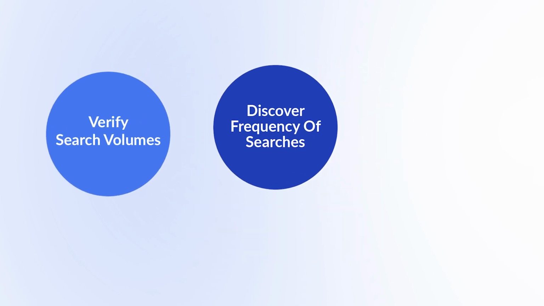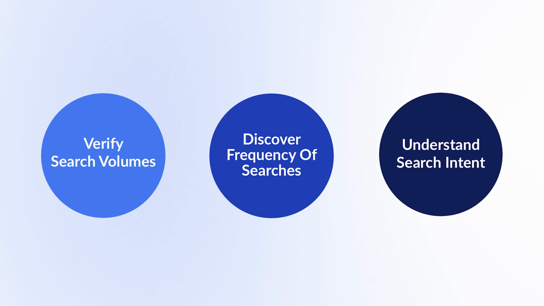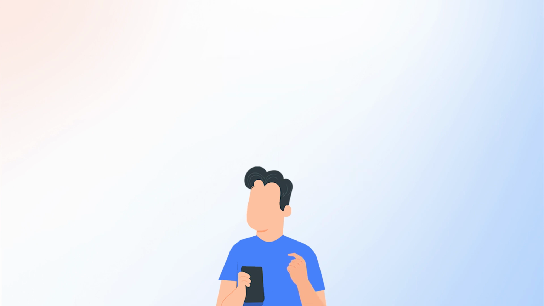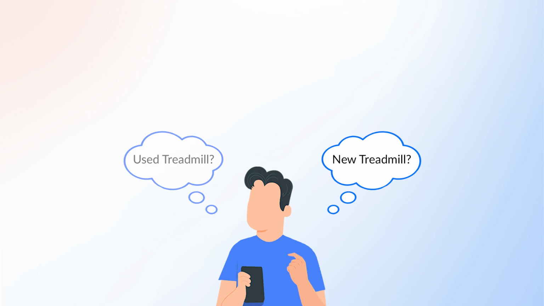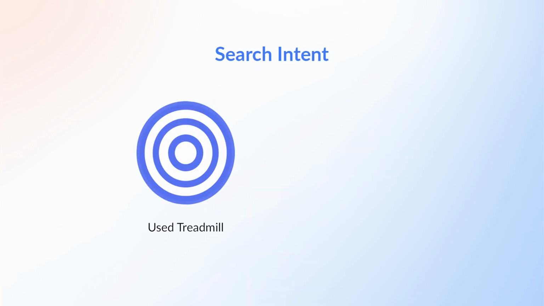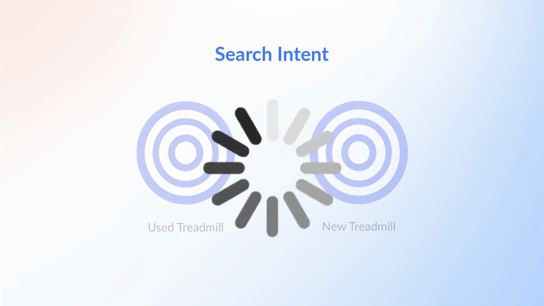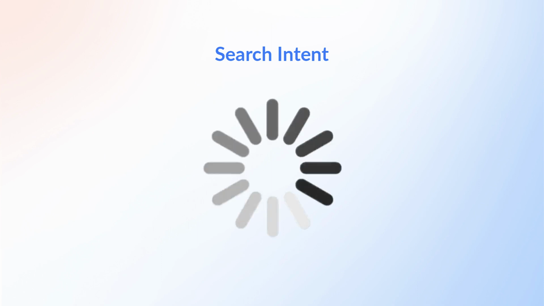target it. Keyword research also helps us understand the searcher's intent, which is very important. For example, what does somebody searching for treadmills want? It's not clear. Maybe they're looking to buy a new treadmill, or maybe they want a used one. Those are two very different types of traffic when it comes to conversion. If you target the wrong audience, you're not going to see any conversions, which brings me to my final point.